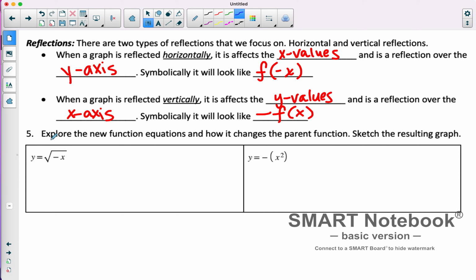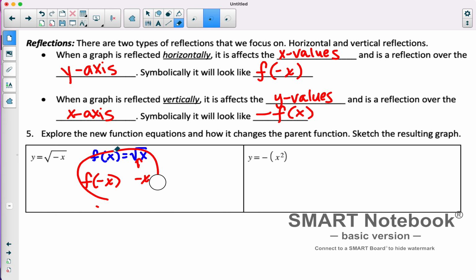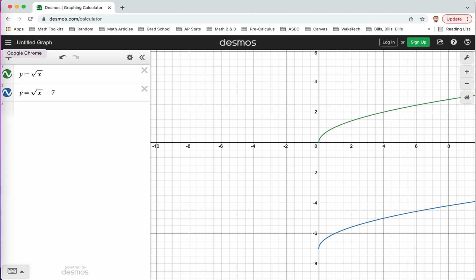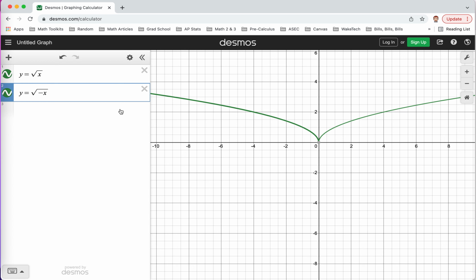So when we look at this first function, the square root of negative x, think about what was going on. If I had the original function f of x equals the square root of x, the inputs have now become negative x, so that was what was input into the function, negative x. We want to see what does that do to our graph. So let's go to Desmos to do that first. If we took the square root of x, we have this function. The inputs are going to be affected, and it creates this new function.